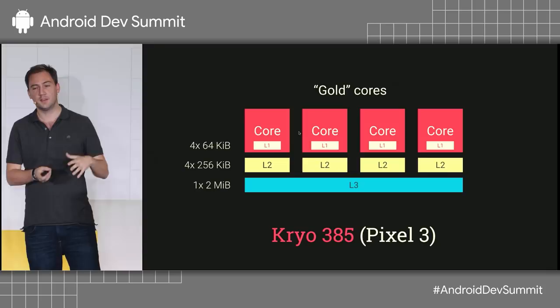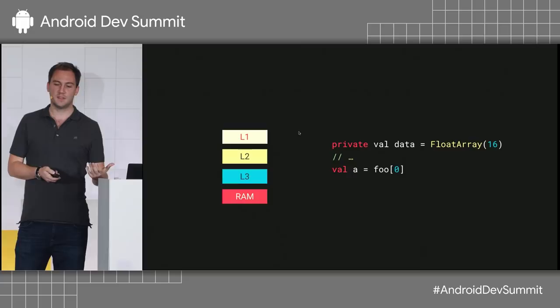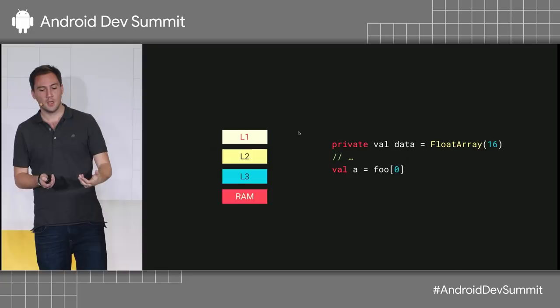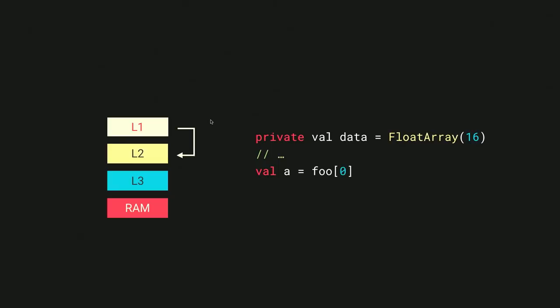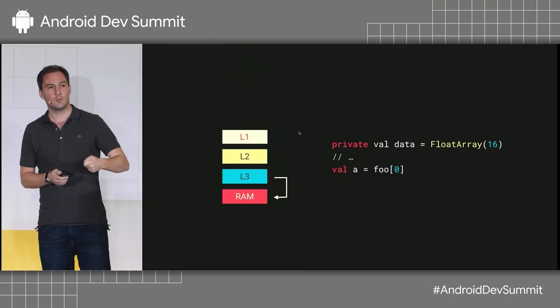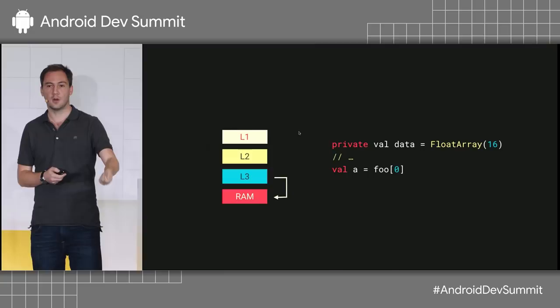And this is important because when you want to access data, so here we have a float array, and I just want to read one float from that array. The first time we access that float, the CPU is going to go look in the L1 cache, see if it's there. If it's not, it has to go fetch it from the L2. If it's not there, it has to go to the L3 and then finally to the RAM. And every time we have to fall back to a higher level cache, we have to do an expensive memory access that gets more and more expensive as you go up the chain. So accessing the L1 takes only a few nanoseconds.